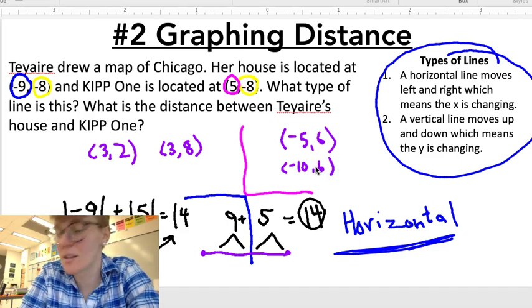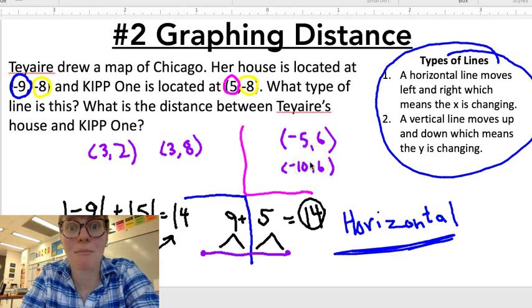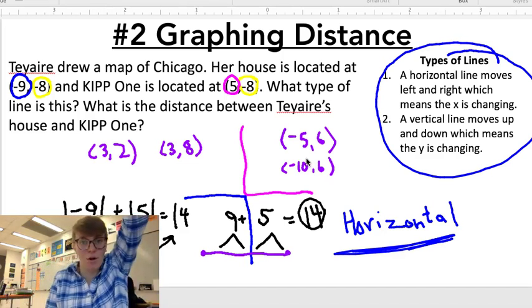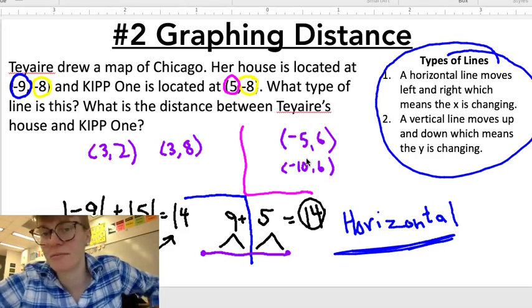Now you'll have a few minutes to do part A and part B. Make sure you're practicing and being very careful. Okay? Just remember, horizontal, x is changing; vertical, y is changing.